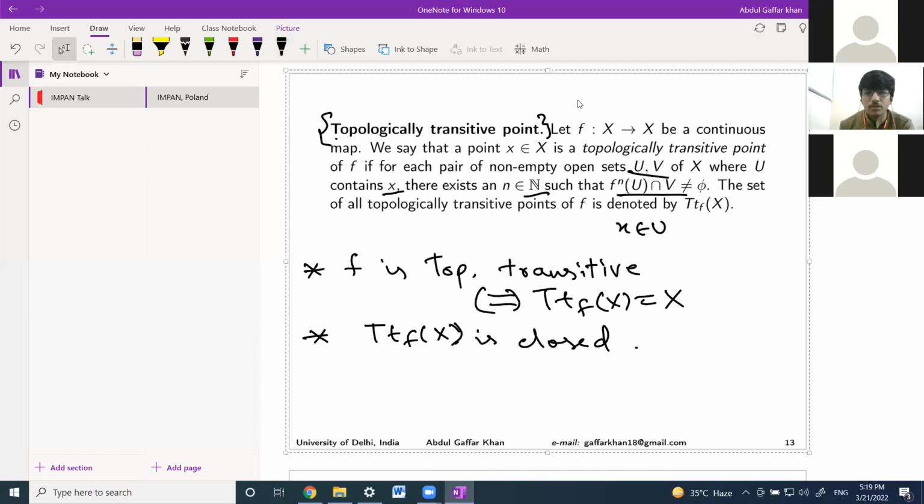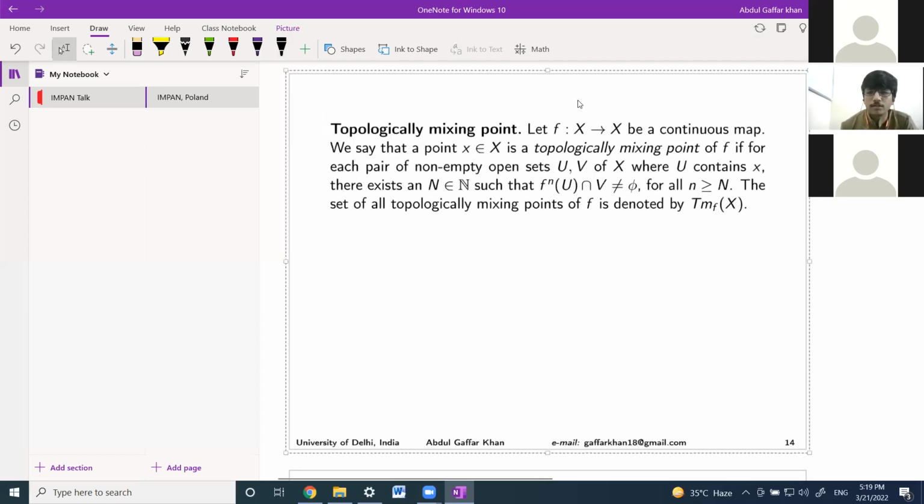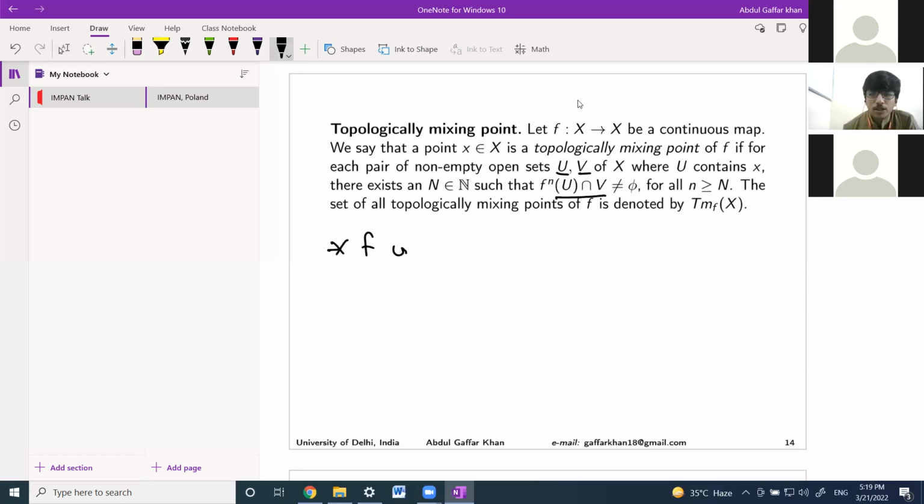Similarly, we can introduce a topologically mixing point, that is, the orbits of any two non-empty open sets u and v where x is in u will intersect except for finitely many times. And similarly, we can observe that f is said to be topologically mixing if for every pair of open sets u and v, they will intersect except for finitely many times. And that does not depend on the choice of point x, and f is topologically mixing if and only if the set of all topologically mixing points is X.